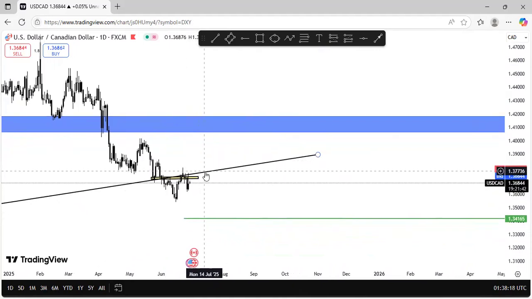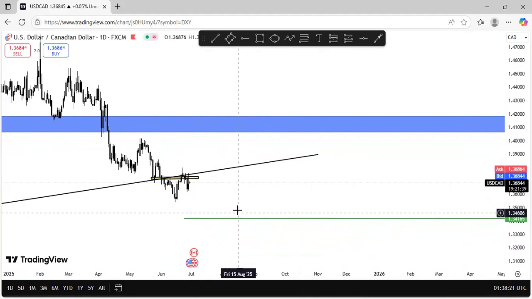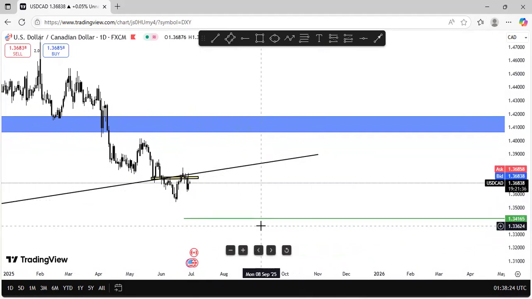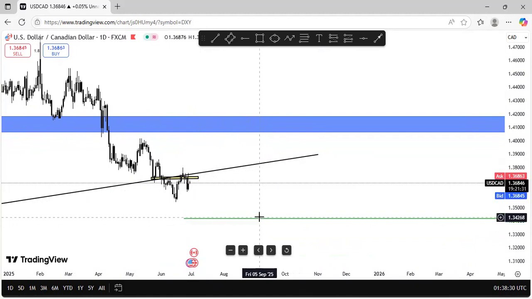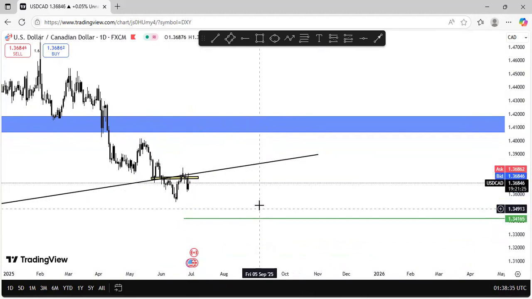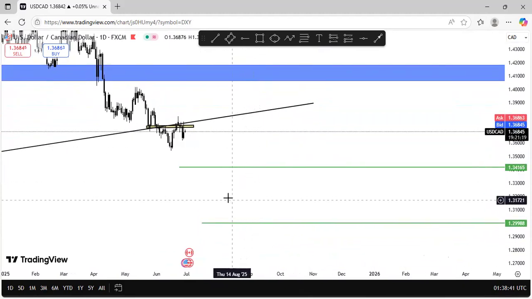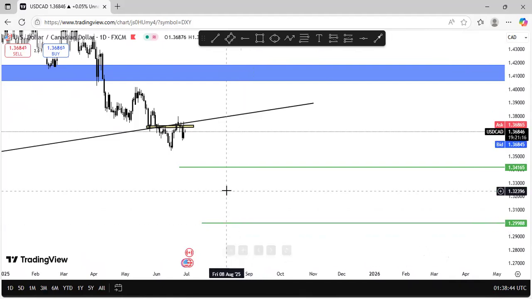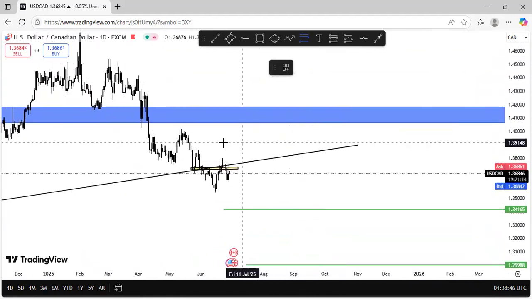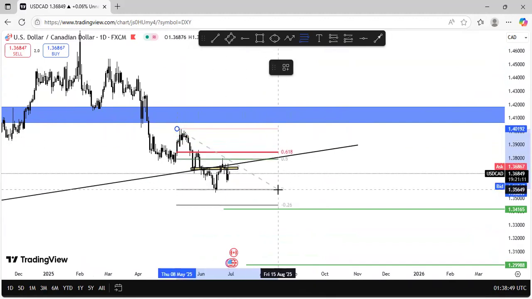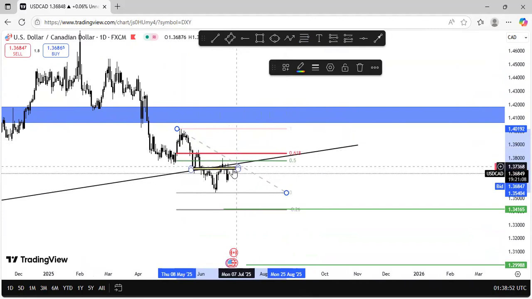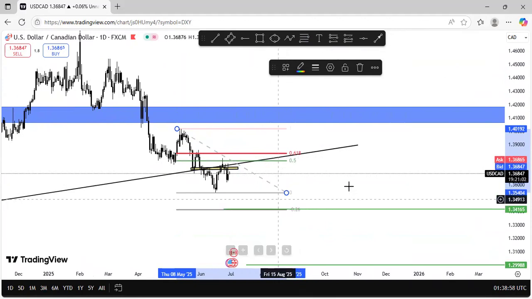So our next point of target for the USD CAD is 1.34165. And then if we succeed in breaking that, we should see the USD CAD heading to 1.29988. And also to confirm this target, we have our fib level, and our 1.34165 corresponds with our fib level here, 0.26.